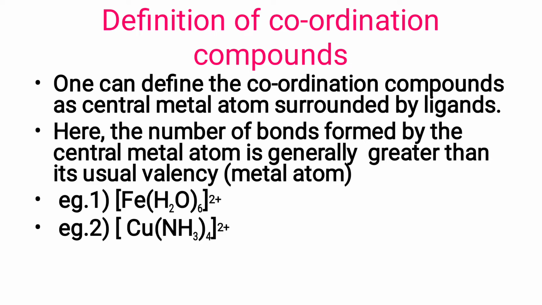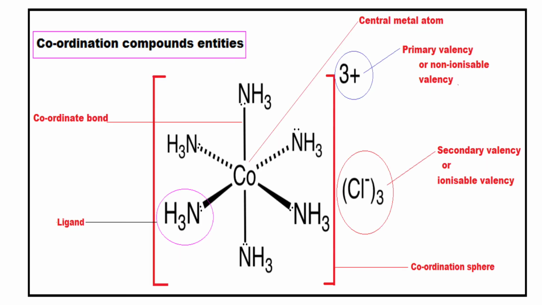So this is the first example: the hexaaqua iron(II) complex. Another example is tetraammine copper(II). Similar to these complexes, there are a number of examples. Here we can see the aqua ligand as well as the ammine ligand by which the central metal atom is surrounded.